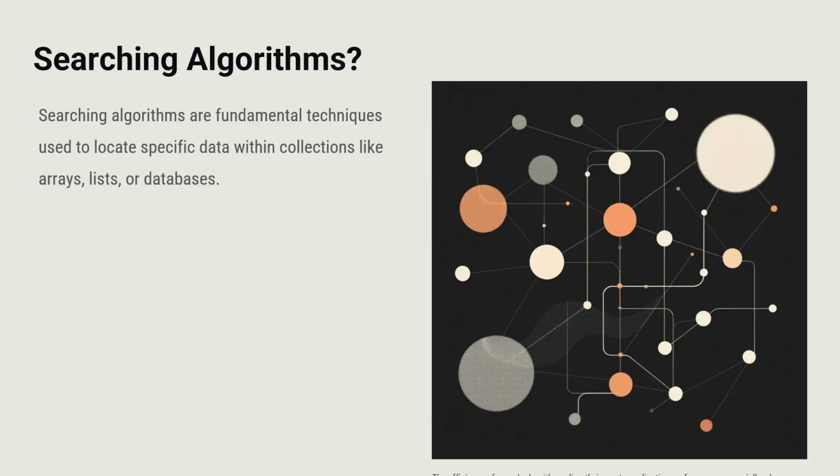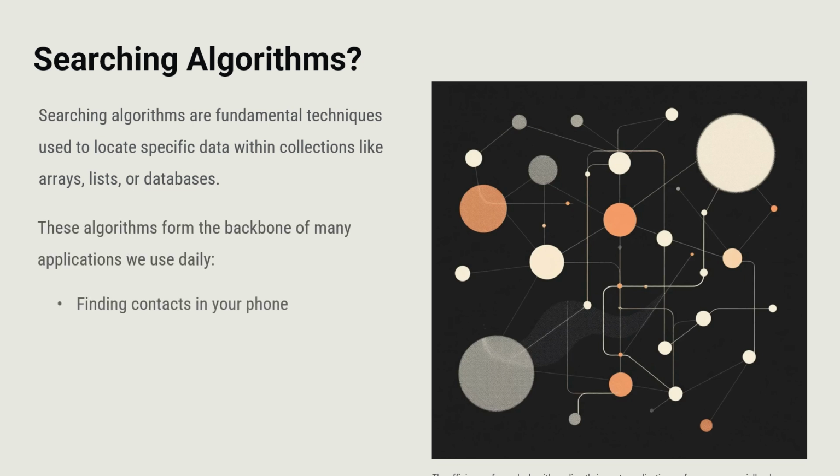Search algorithms are fundamental techniques that are used to locate specific data within collections like arrays, lists, or databases. These have many applications, for example, finding contacts in your phone or locating files on your computer.